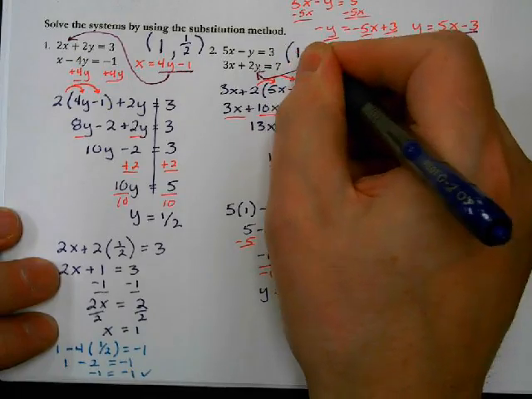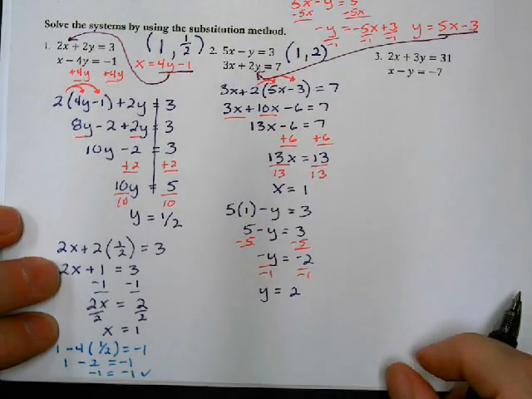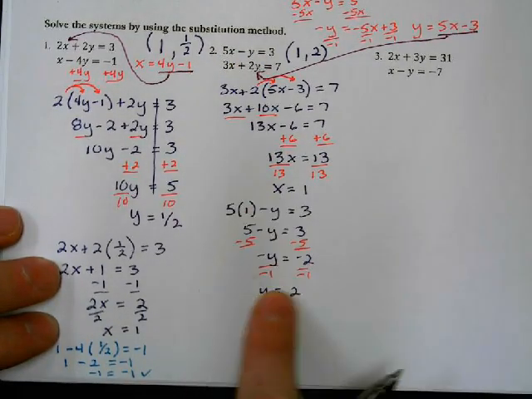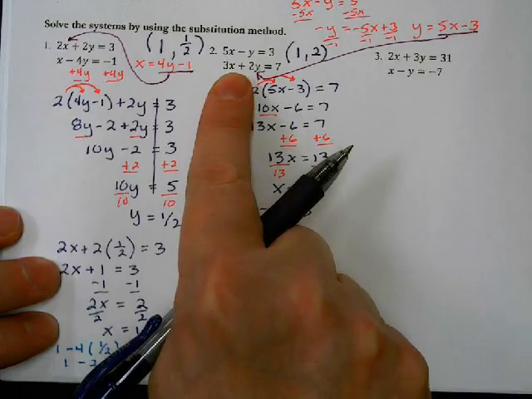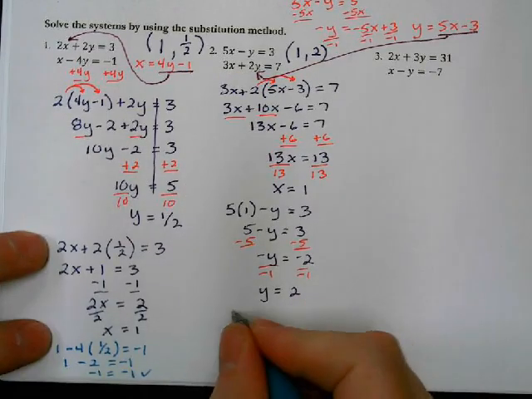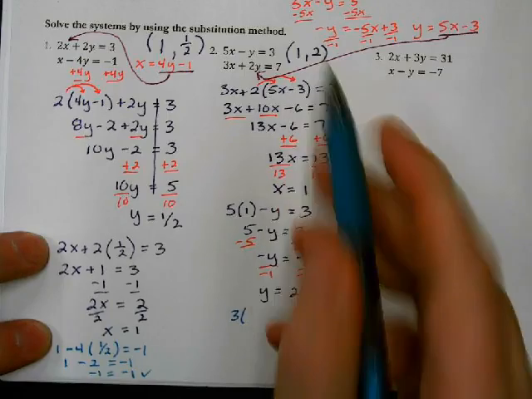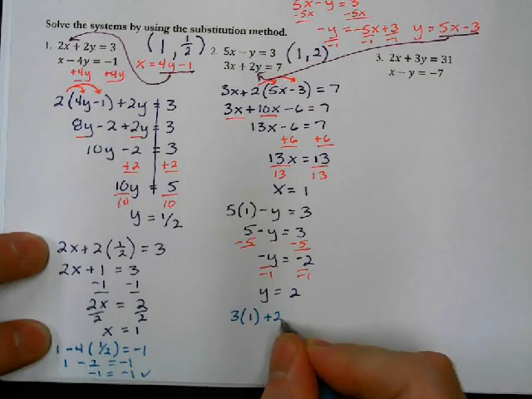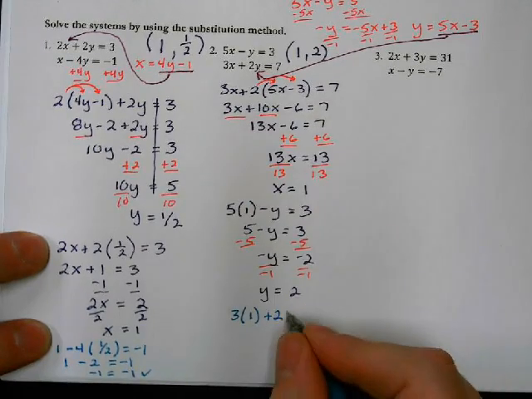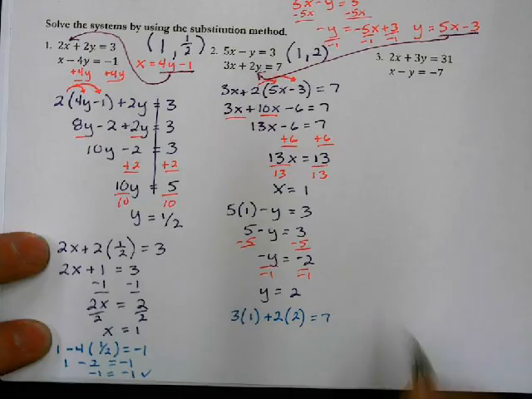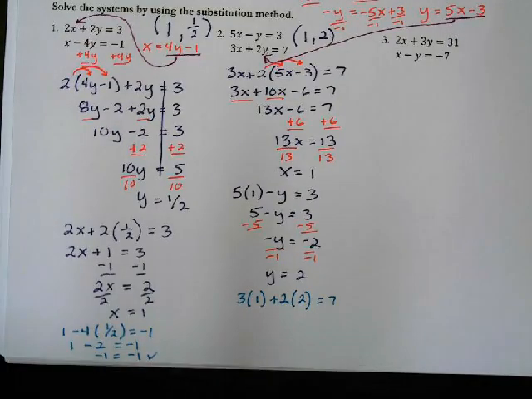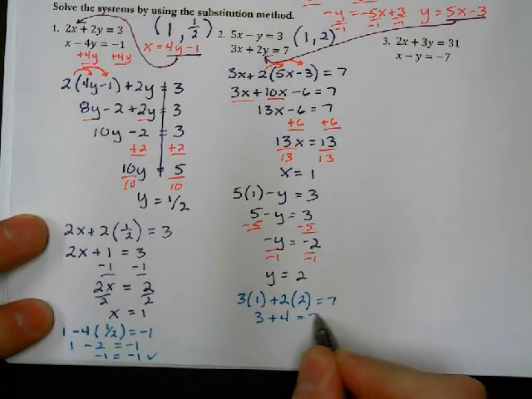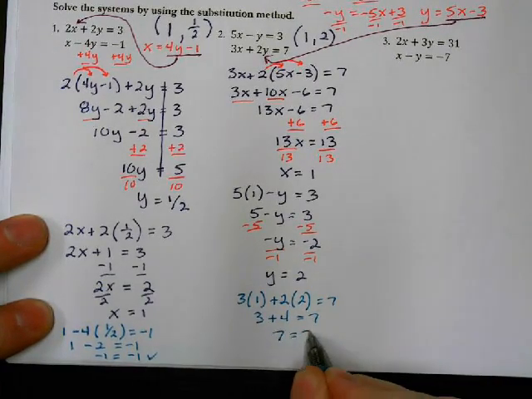Let's double check. So I know it works in the top equation because I just got done plugging it in there. So let's check and see if it works in the bottom equation. So we're going to do 3, instead of x, we're going to plug 1, plus 2, instead of y, we plug in 2, equals 7. Okay, so 3 times 1 is 3. 2 times 2 is 4. 3 plus 4 is 7. 7 equals 7. I was right the whole time. It is 1, 2.